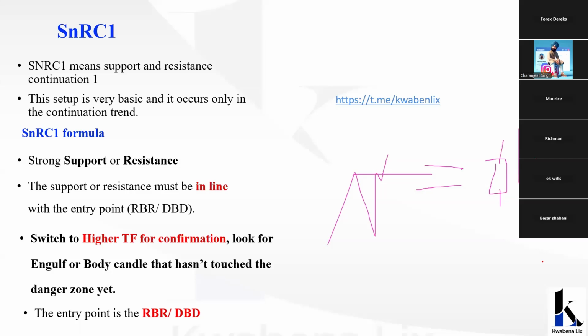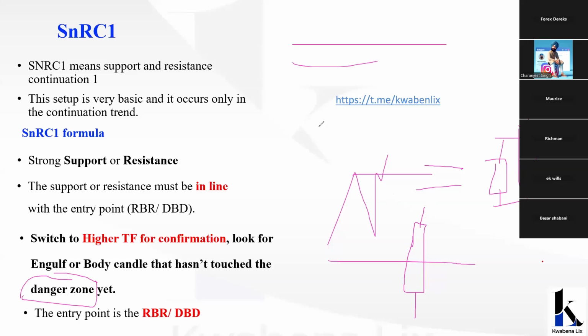Or this line has to be passing through a full body candle. All right. And there's a danger zone here that I'm not going to talk about. You don't need it. So it has to be passing through the body. When you see this danger zone, I'm referring to the next resistance. Has price touched the next level of resistance?